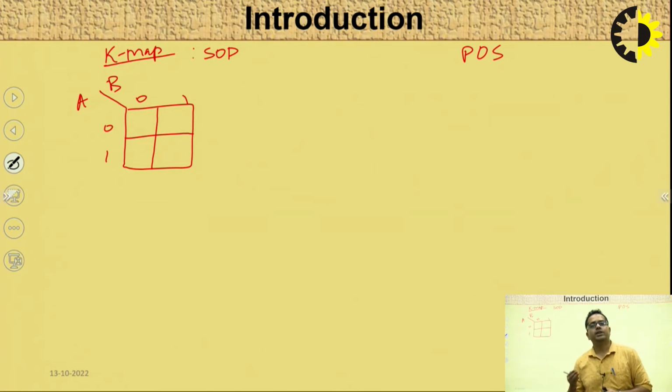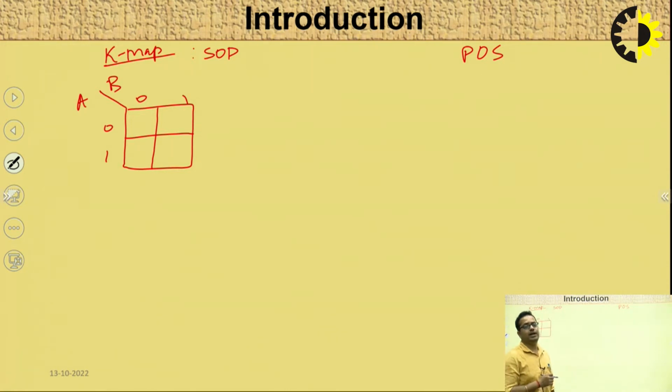So if we are having 2 variables in our Boolean function, then we will have to draw 2 to the power of 2, that means 4 cells will be present in the K-map. Similarly, if we are talking about 3 variables, it will be 2 to the power of 3, that means 8 cells will be present. Similarly, if we are having 5 variables, we will be having 2 to the power of 5, that is 32 cells in our K-map. As we are talking about 2 variables, definitely we will be having 4 cells in our K-map.